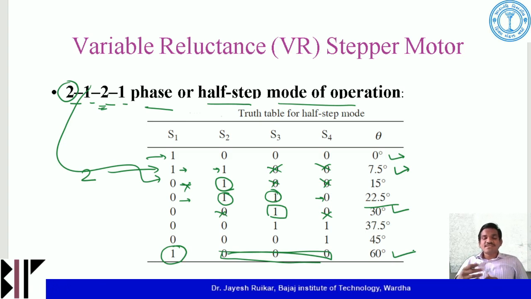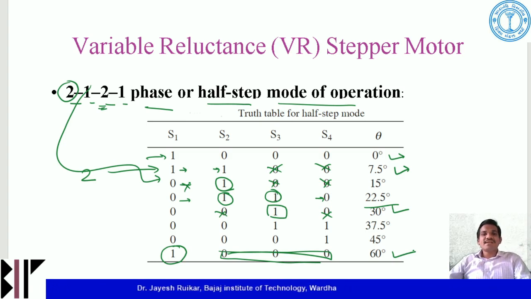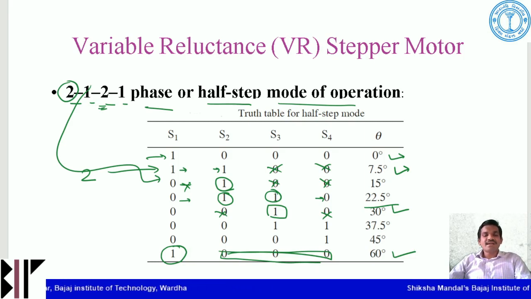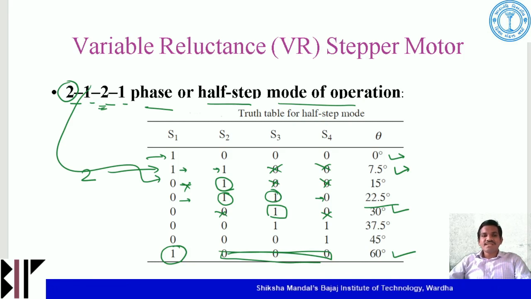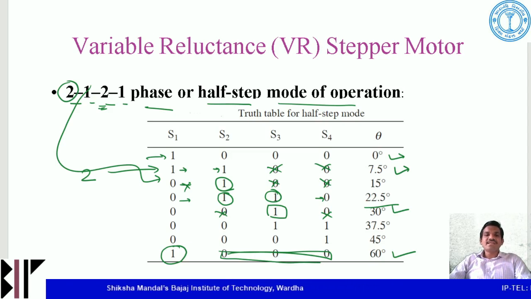So this is your variable reluctance stepper motor, or single stack variable reluctance stepper motor. In the next class, we will see a multi-stack variable reluctance stepper motor. Till then, thank you.